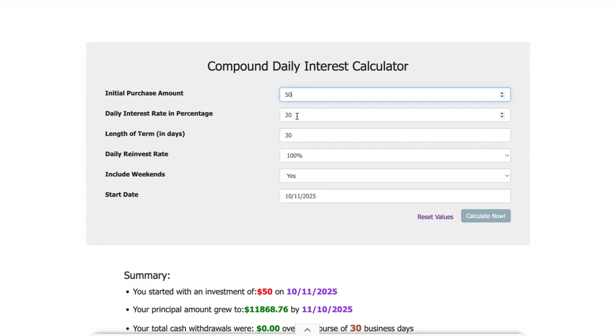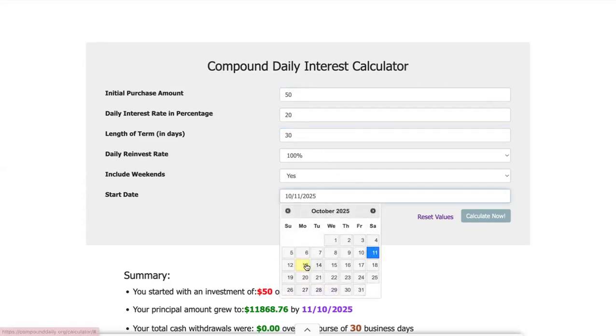Daily interest rate in percentage, we're aiming to make 20%, either per trade or per day, right? Length in terms, we're doing a 30-day VIX challenge, so you're gonna put 30 days right there. Daily reinvestment rate, you're gonna leave it at 100, and include weekends, you're gonna put yes, and the start date.